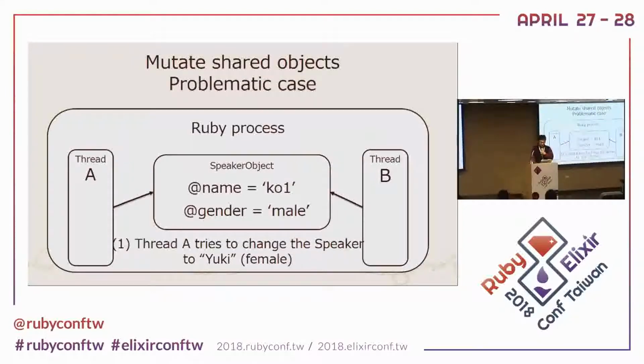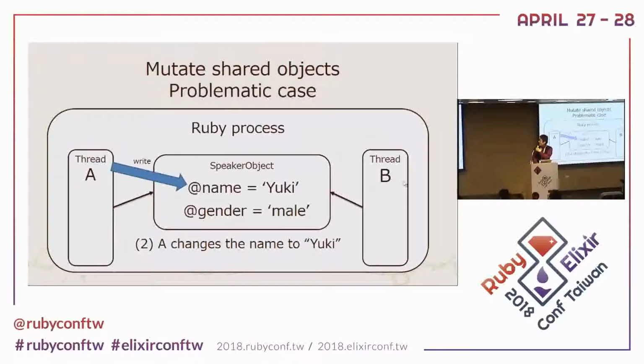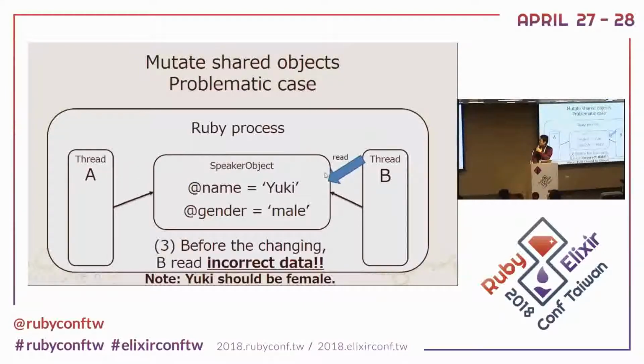So if we change the name by thread A, and at this timing thread B sees this speaker object, then the speaker object shows Yuki is male. Yuki is my wife, and Yuki is female, so it is incorrect data. So it is a critical problem.